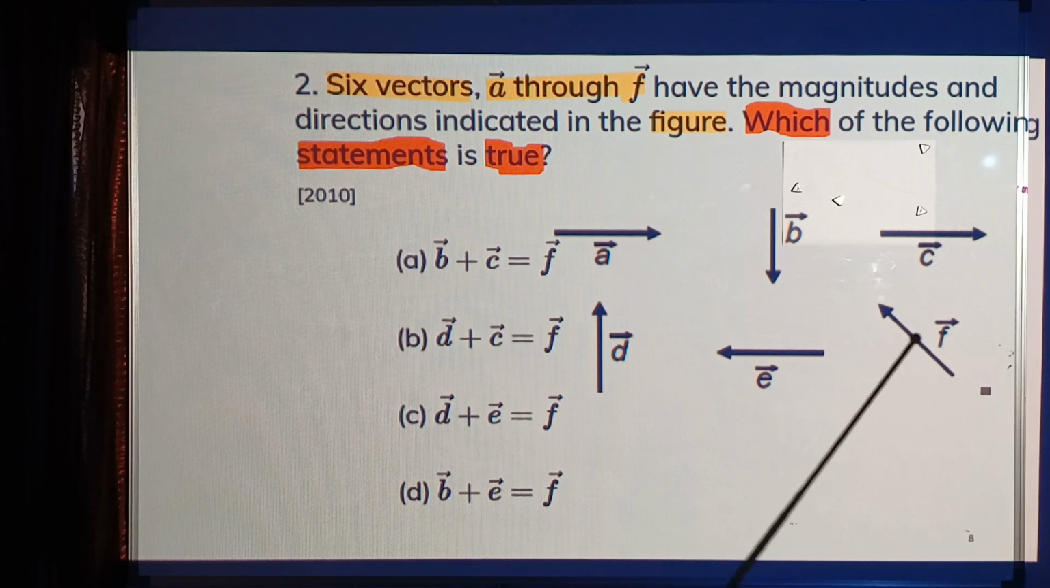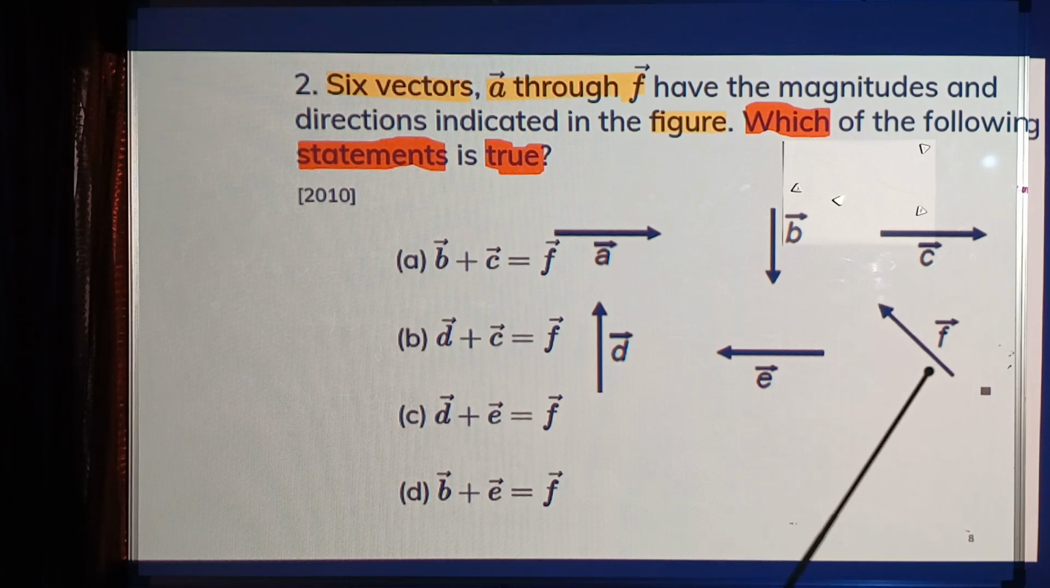So F vector is like this. So if you think in terms of components, it has got a horizontal component towards left and vertical component going upwards. So this can be split as sum of two vectors. One is horizontal vector, other one is upwards. Horizontal vector towards left and upward vector. So this is given by the parallelogram law of addition. So the left vector which is pointing towards left is E. So E can contribute to F, and upward vector is D. So E and D can add to give F.